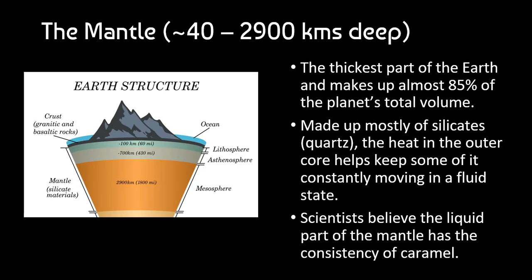The mantle is the thickest part of the Earth. It makes up almost 85% of our planet's total volume, and it goes down to about 2,900 kilometers from the surface. It's mostly made up of quartz or silicates, and the heat in the outer core keeps some of it moving constantly in a fluid or semi-fluid state.